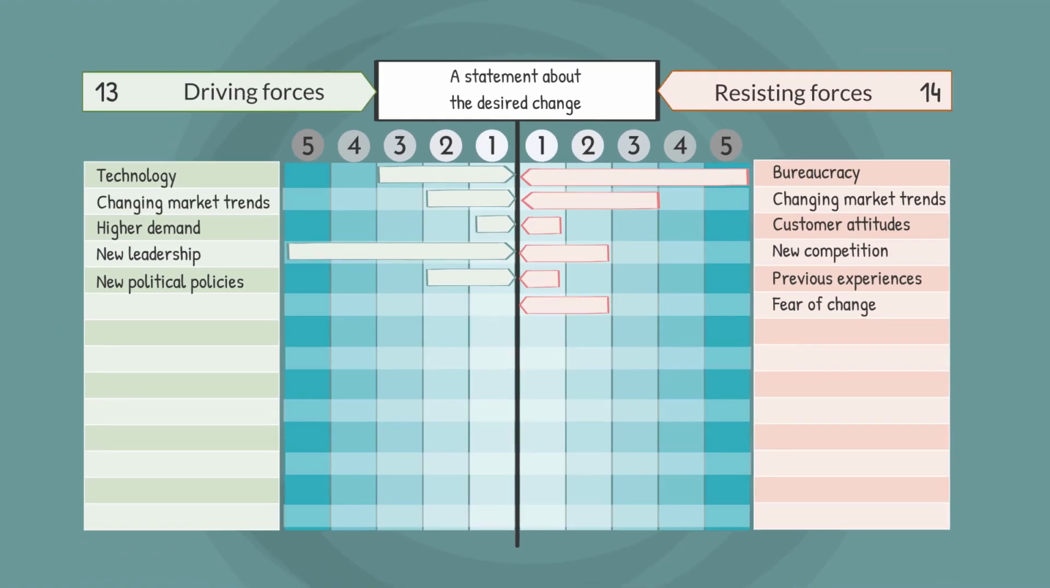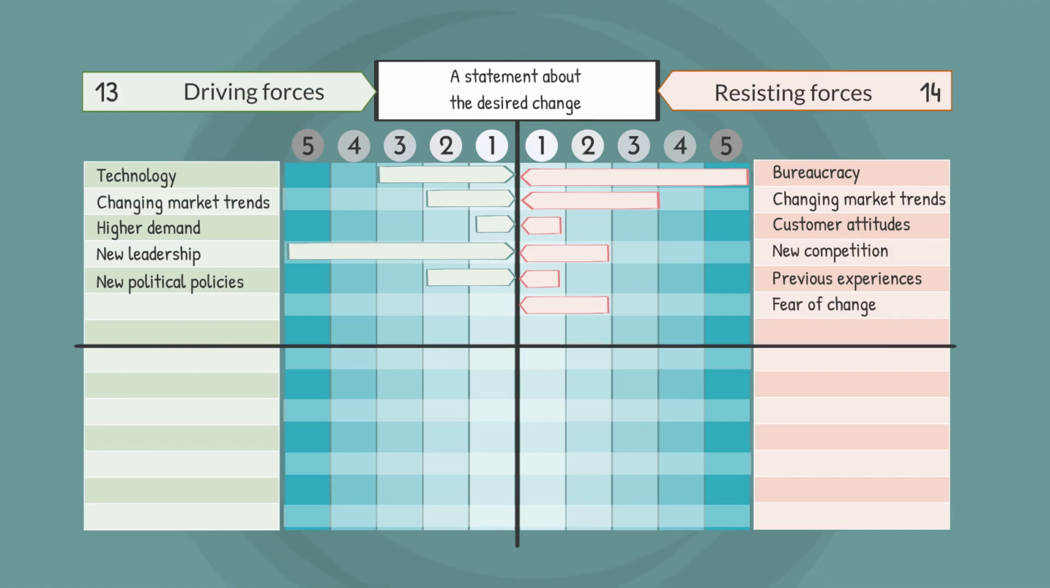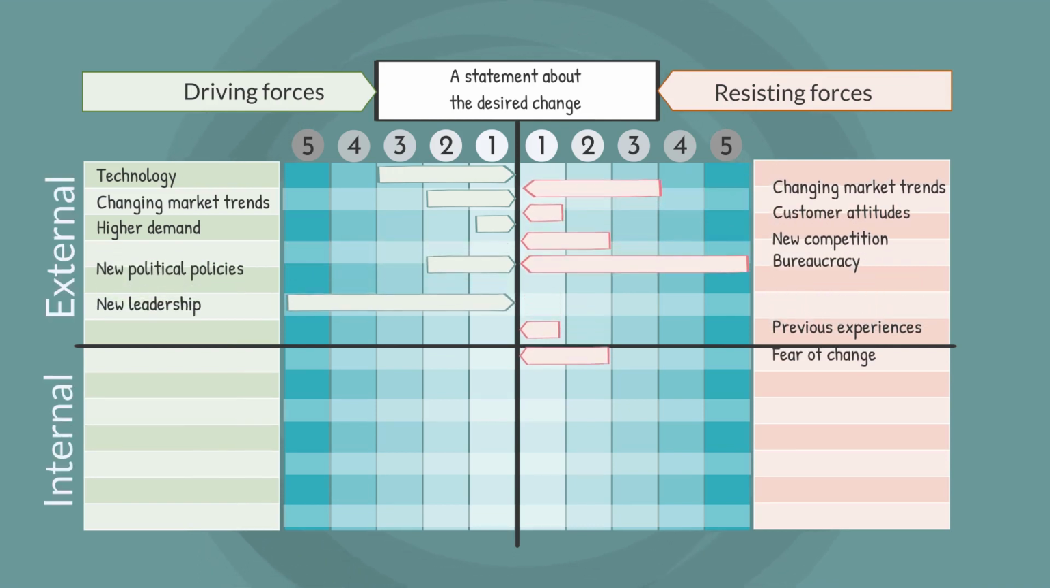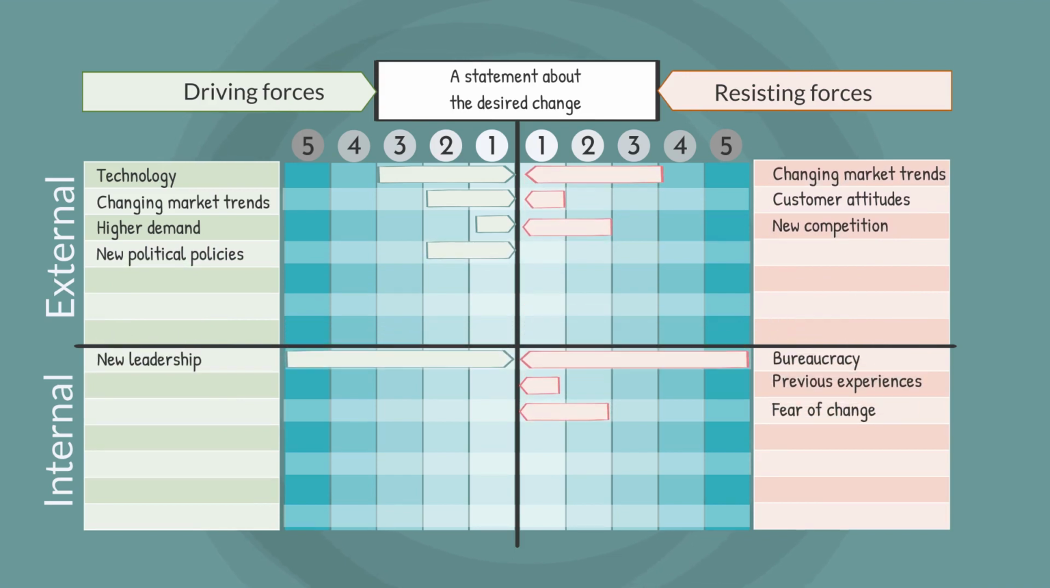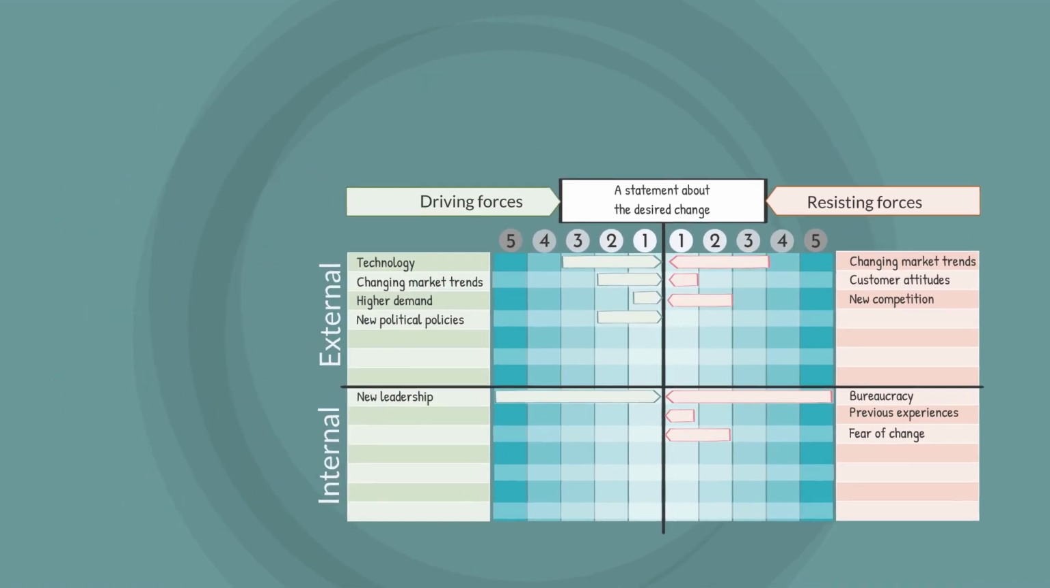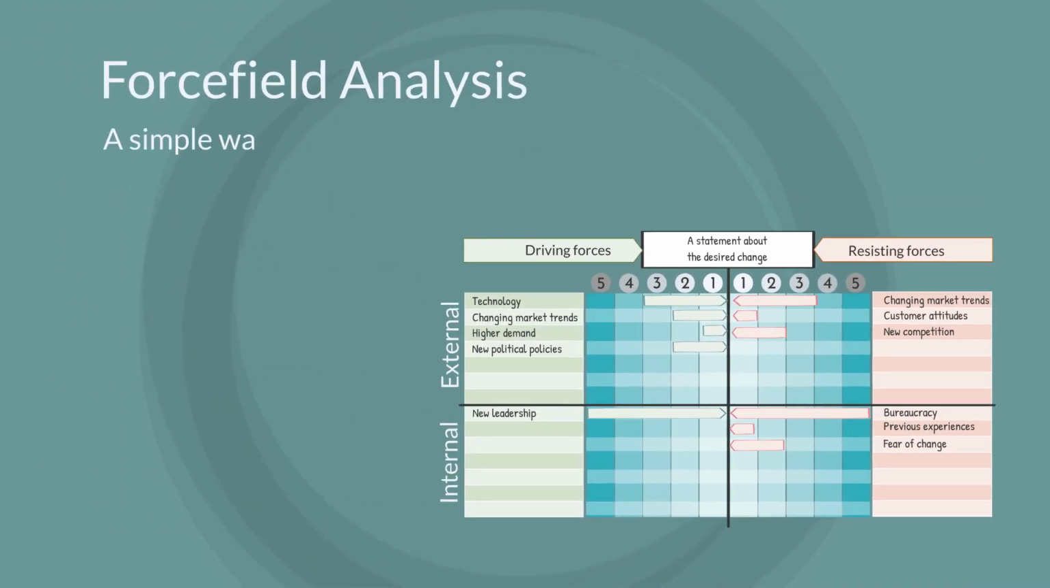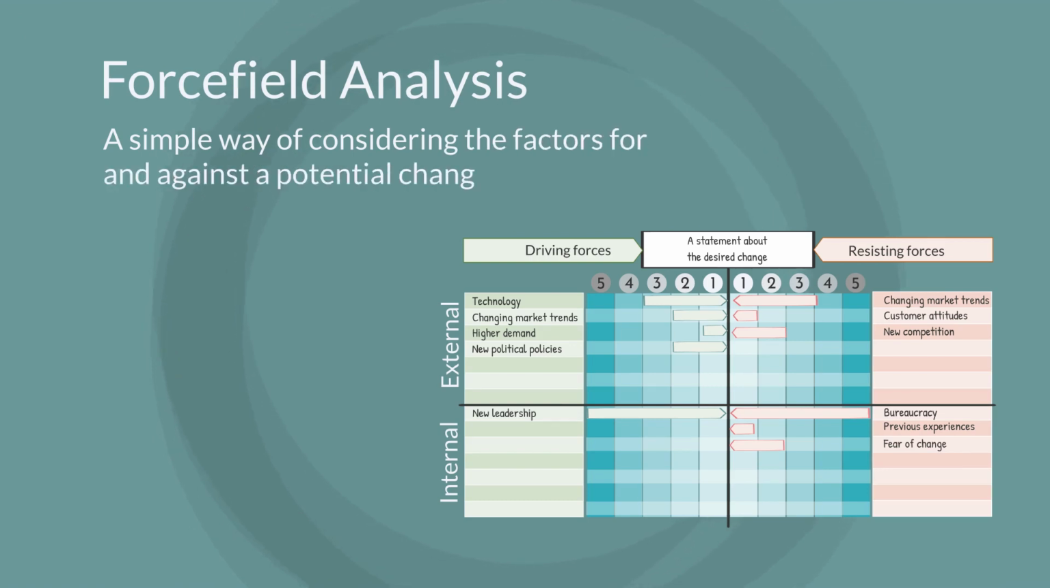However, it can sometimes be useful to add another layer of analysis by drawing a horizontal line across the middle of the canvas. External factors can then be listed above the line and internal factors below it. In this way, you can focus your strategic planning on internal factors that are more likely to be within your control.